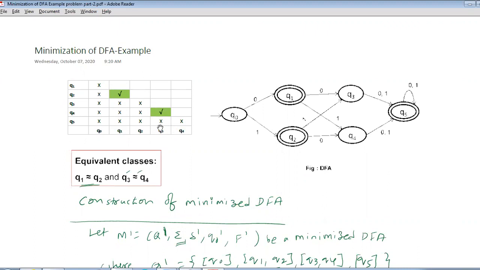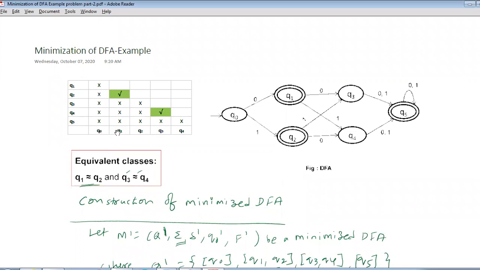Similarly, the Q3, Q4 pair also was never marked after applying all the steps of the table filling algorithm. So this can be marked with a tick mark. Now, as for the last step, step 4, if any pair is never marked at any combinations, then you can say that pair is called an equivalent class. So here we have 2 pairs which are unmarked. That means here we have 2 equivalent classes.